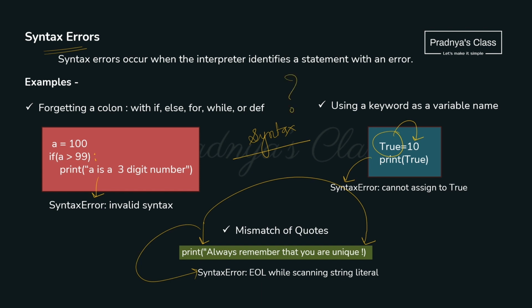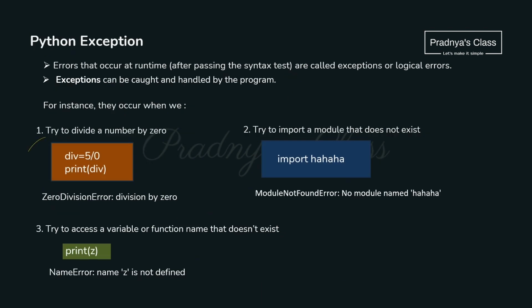Then in which scenario do we get an exception? Here is the first scenario where we are trying to divide a number by 0. The second scenario is where we are trying to import a module which doesn't exist. And here is the third scenario where we are trying to access a variable that doesn't exist. In the first case we got the exception ZeroDivisionError. In the second case we got the exception ModuleNotFoundError. And in the third example we got NameError.